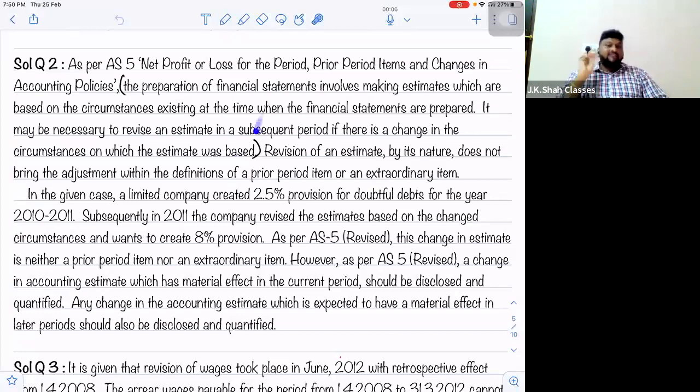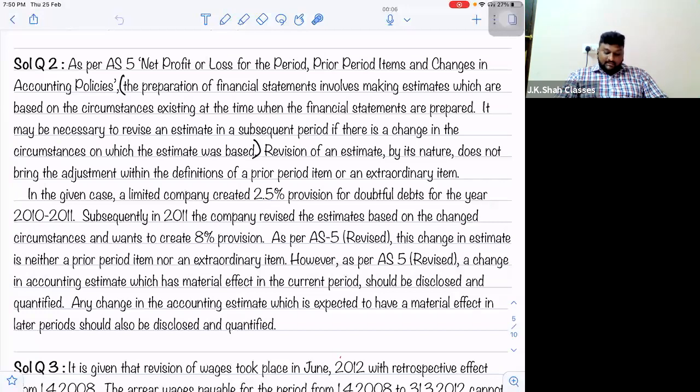This is my first paragraph, where I have talked about accounting estimates and changes in accounting estimates. And on a basic level, changes in accounting estimates are not prior period or extraordinary items. This is my first paragraph. Following the given situation: in this case, a limited company created 2.5% provision for doubtful debts for the year 10-11.